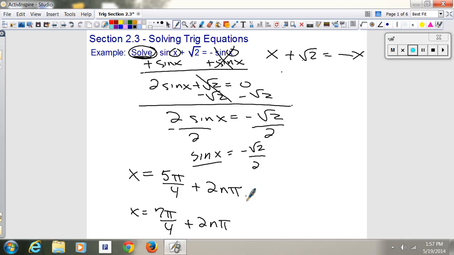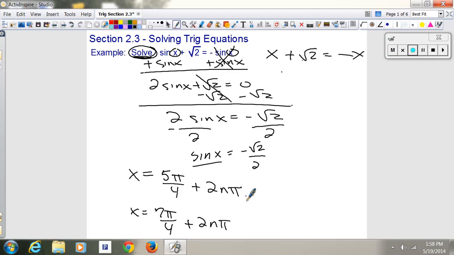But on your little test from Friday, or your study guide, it gave you a specific interval from 0 to 2 pi. So you're actually only going to use the chart. So it makes it a little different.